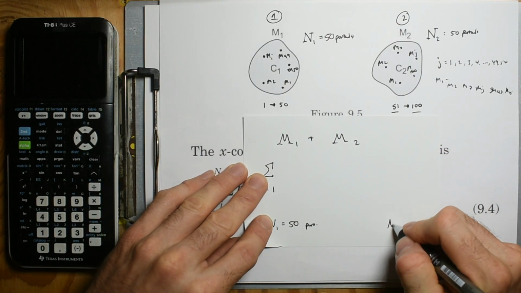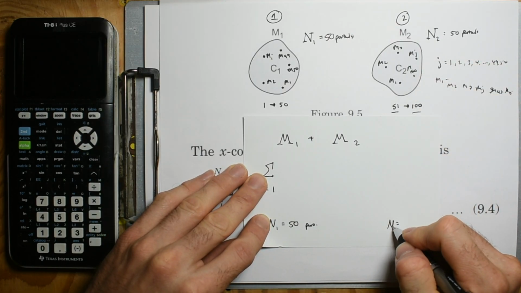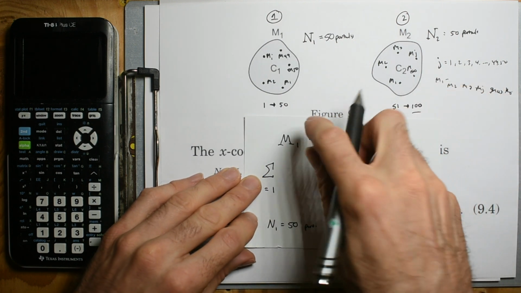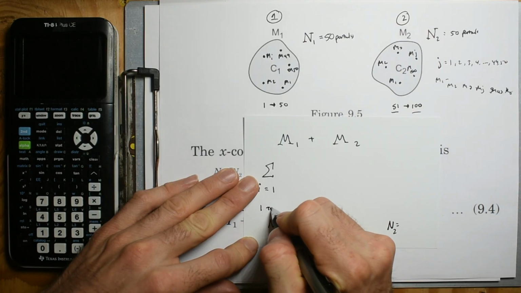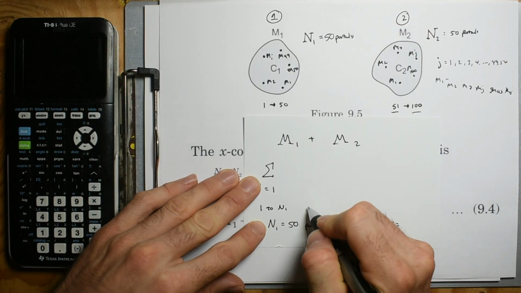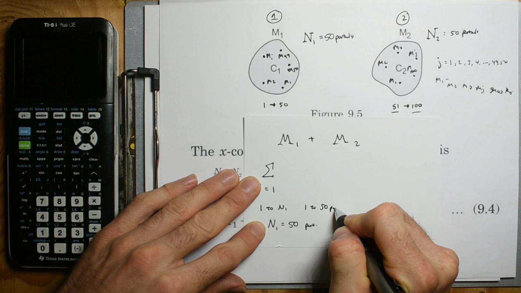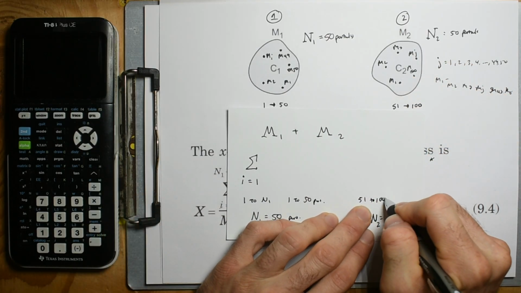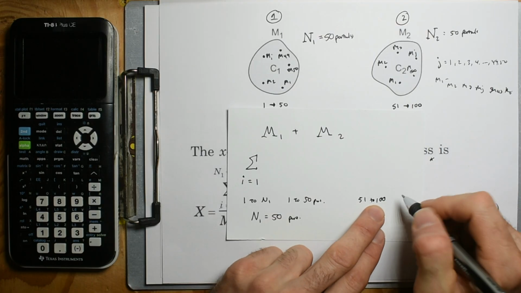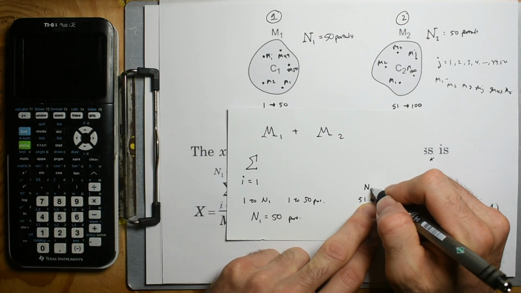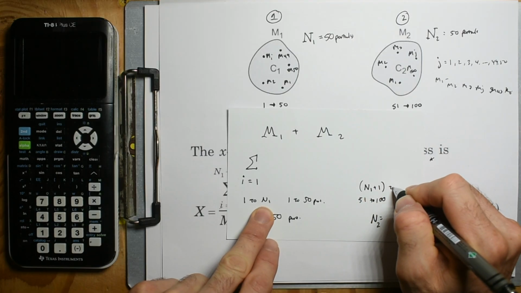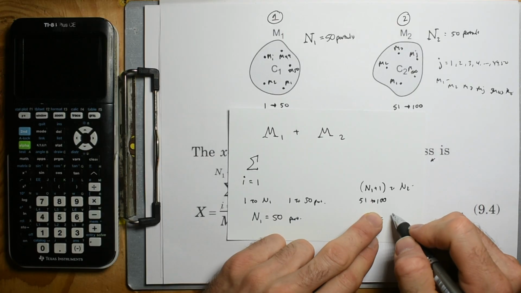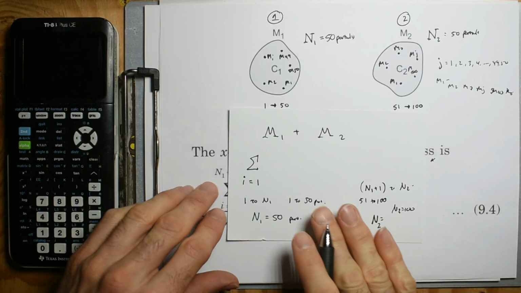But this N2, it's not that there's 100 particles here, but just the way we're numbering them. And I should say it this way. This system has 1 to N1 particles, or 1 to 50 particles, where this system has 51 to 100. Those are the particles. And that's going to be N1 plus 1 to N2 number of particles, where N2 is 100. So that's what we have right here. N2 is 100. Hell yeah.